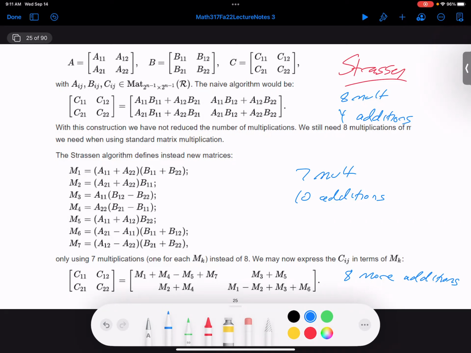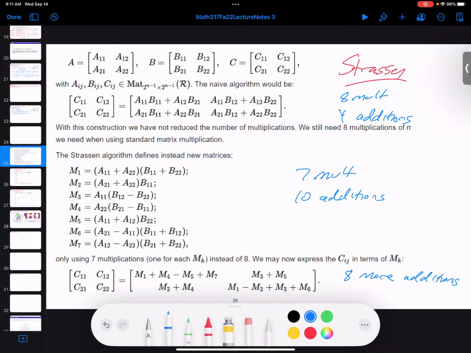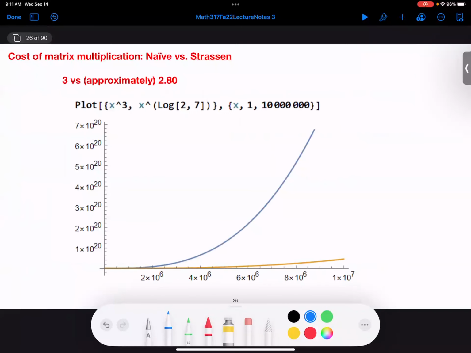So we're saving 1 multiplication. So the log of 8 base 2 is 3. The log of 7 base 2 is about 2.8. And so I went to Mathematica and I just plotted x cubed versus x to the log of 7 base 2. And so when you look at this, you can see that the runtime is definitely much greater for x cubed. Well, you would expect it's a higher power.